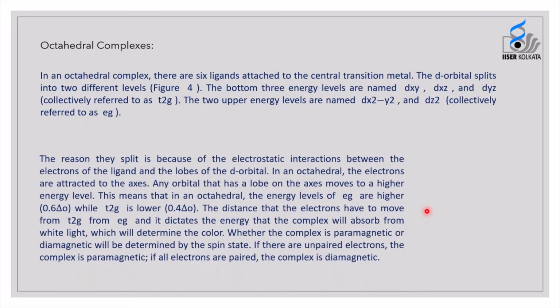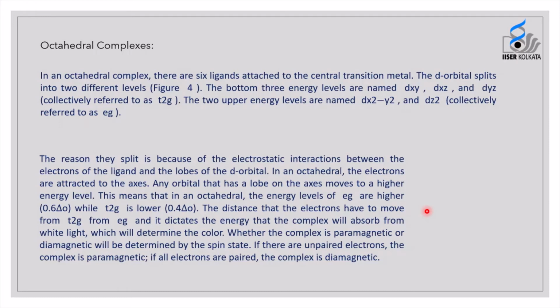In an octahedral complex, there are six ligands attached to the central transition metal. The d orbitals split into two different levels. The bottom three energy levels are named dxy, dxz, and dyz, collectively referred to as t2g. The two upper energy levels are named dx²−y² and dz², collectively referred to as eg.